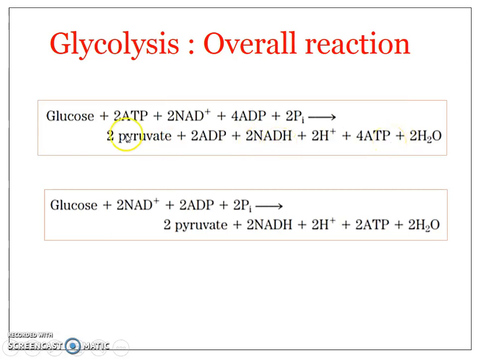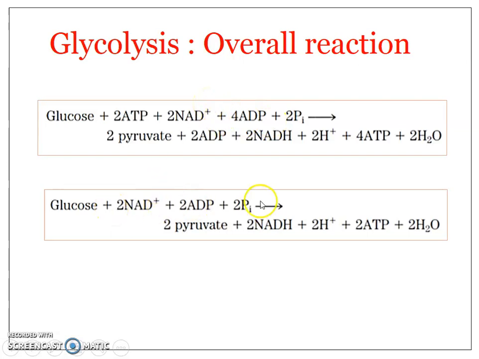Okay, so during the production of two pyruvate molecules, two ATP were used up, two NADH molecules were produced, four ATP molecules were produced, and two water molecules were released. So this is the whole complete reaction that happened in the glycolytic pathway.